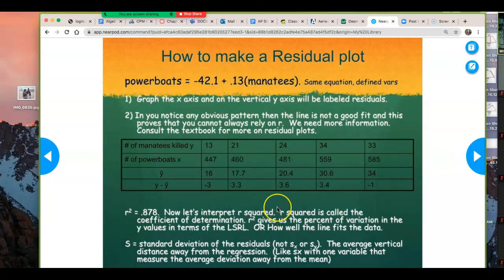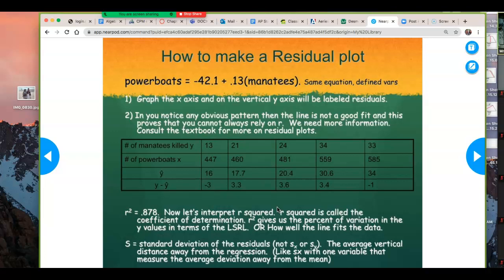R squared. So let's look at R squared. One thing you want to look at is the residual plot. Another thing you want to look at is R squared. R squared tells us how well the line fits the data. It tells us, just like the residual plot, it's on page 179. How well does the line fit? Look at R squared. Since R squared is 0.878, we can interpret R squared.